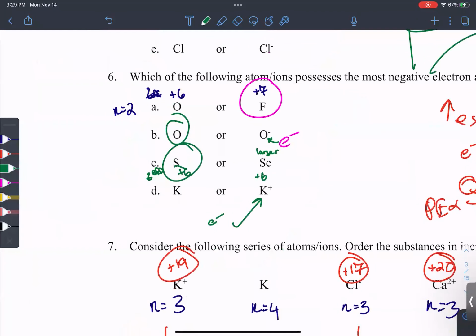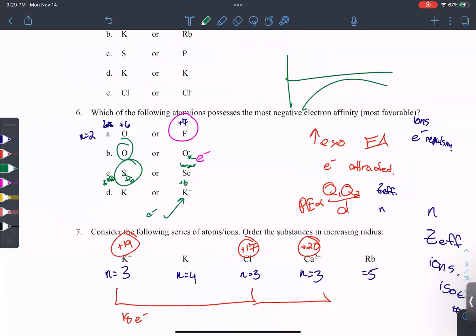How I got -2. I'm not sure what that's referring to.